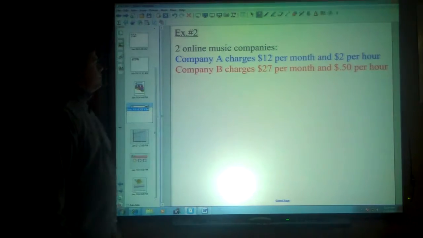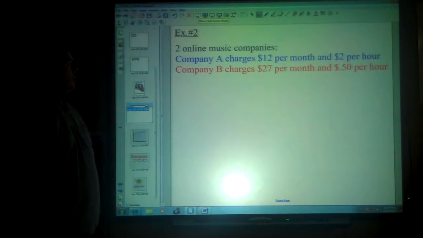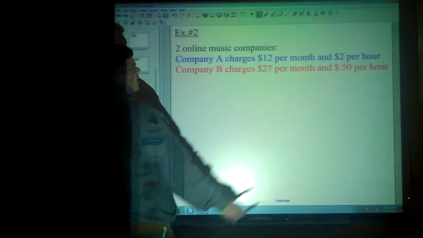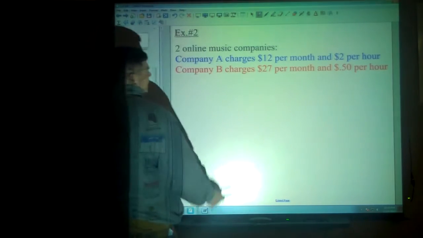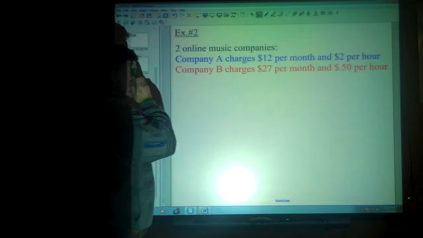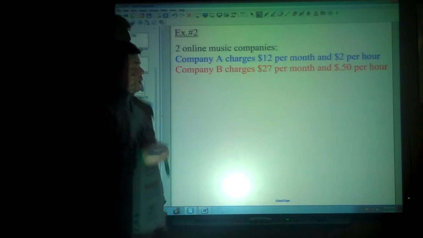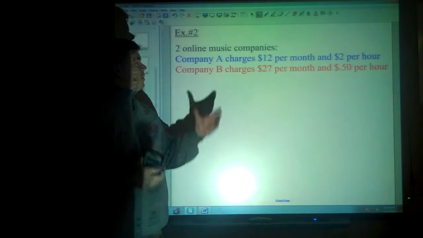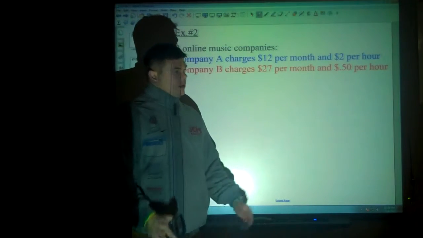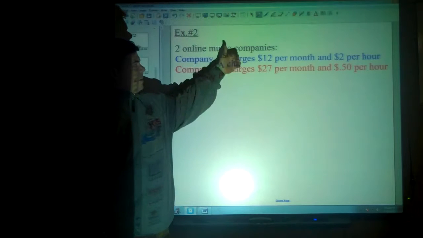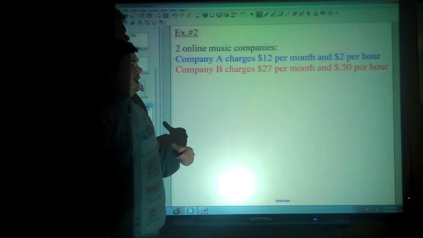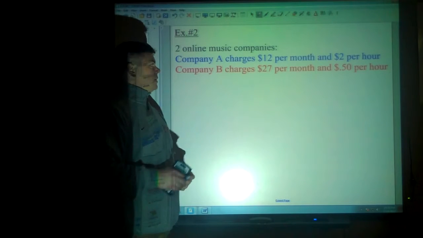All right, another example, 2 online music companies. Company A charges $12 per month. That's no matter how much you do online, and $2 per hour that you're online. Now company B charges a lot more per month, but less per hour that you're on. So what you have to think about is, some people just don't even pay. Well, you might not spend your time on the computer as much, and so one might be cheaper than another for what your purposes are. At the same time, maybe you're on a lot, and so one is a better deal.